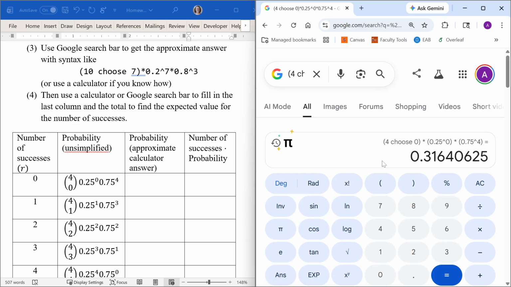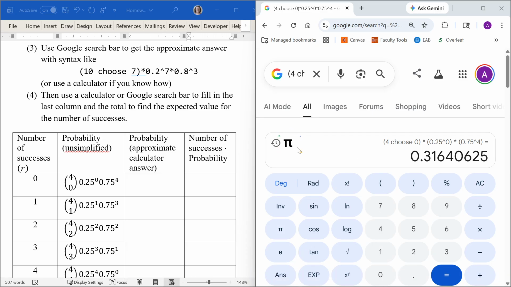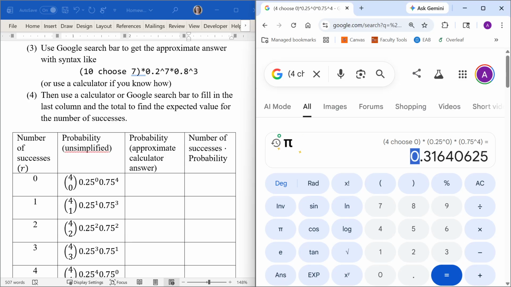I momentarily got distracted by this little pi symbol here. It is actually Pi Day tomorrow, so like the day is 3/13. So this is like a little Google Doodle thing. It's not part of the answer. That was very distracting. Thanks a lot, Google.